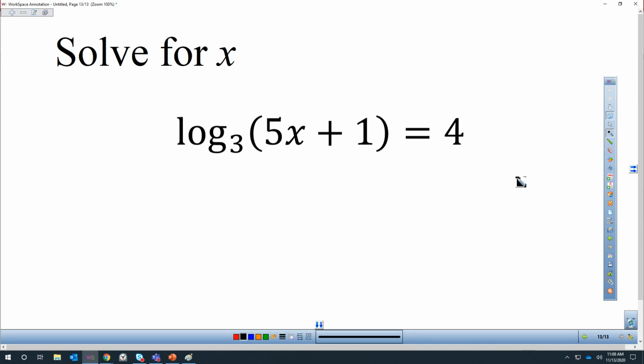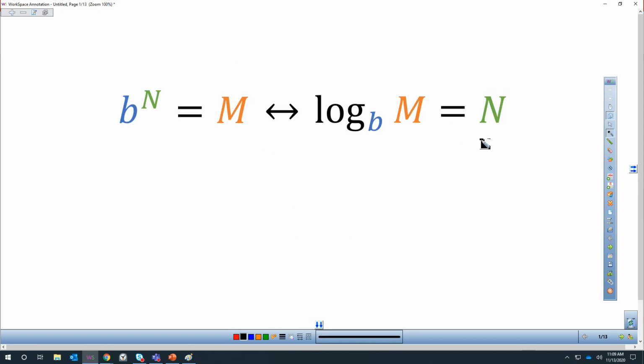So here's one last example. We're going to take log base 3 of 5x plus 1 equals 4 and rewrite that in exponential form. So 3 to the 4th power equals 5x plus 1. So again, I'm just taking this from this form and converting it into this form.